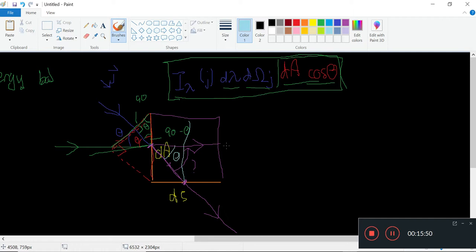So how much distance has it covered? If you do your little trigonometry, you know that this is a right angle because this should be normal. So we can see that this length here is ds, and the length that it is traveling through is ds cosine theta. So you see this cosine theta term comes up again.